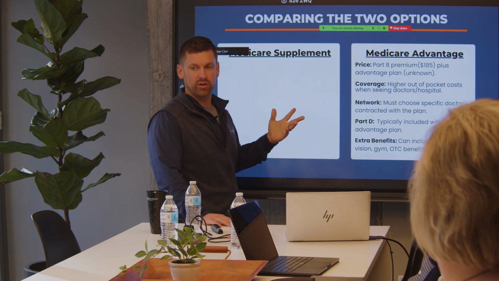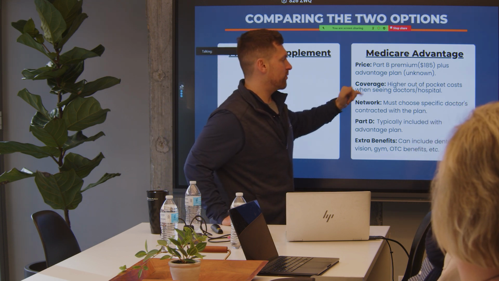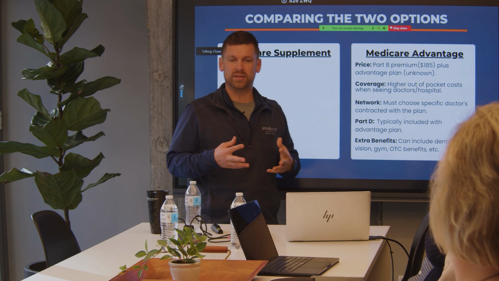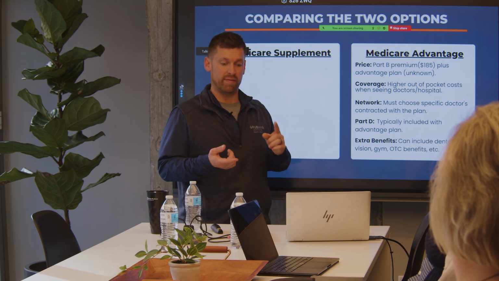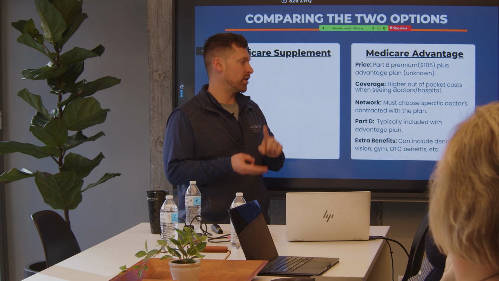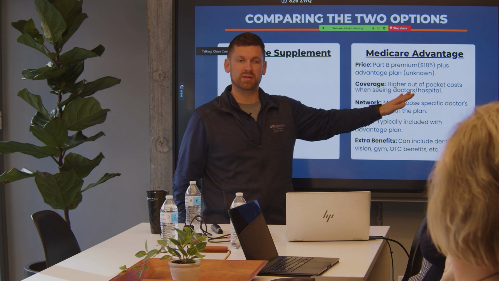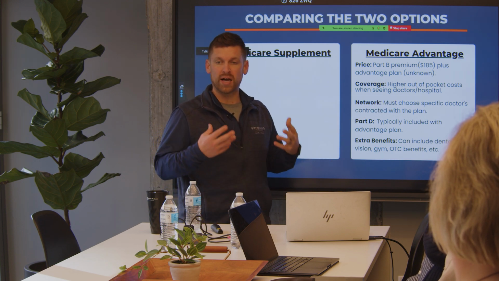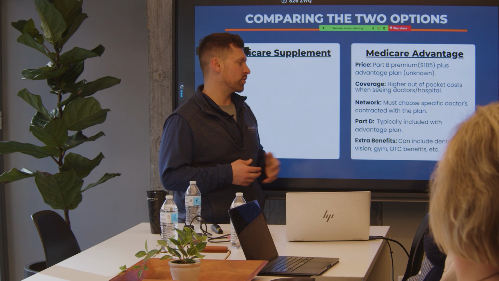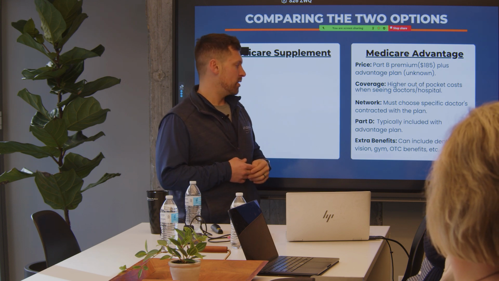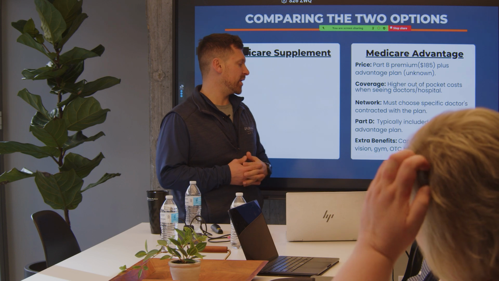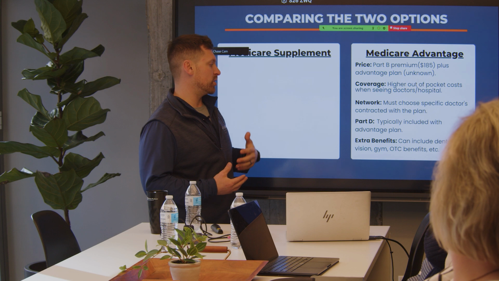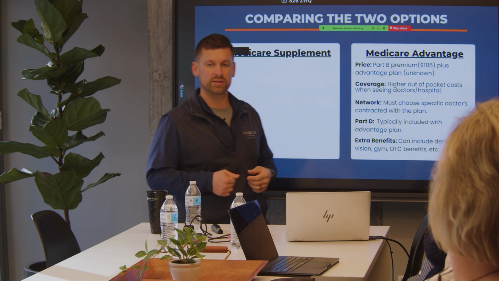Right there, I'm embedding ancillary a little bit, right? Coverage, you're going to have higher out-of-pocket costs with this plan. And what I think of this plan as is, a lot of us are coming off group coverage. We have out-of-pockets, we have deductibles, we have co-insurance. You're going to have those same types of things with this plan. There's going to be a network. There's going to be preferred doctors and hospitals that you need to go to in order to receive the best coverage and price. Part D is typically included with these Medicare Advantage plans. And then extra benefits, they're going to include oftentimes dental, vision, gym, over-the-counter, those types of benefits.